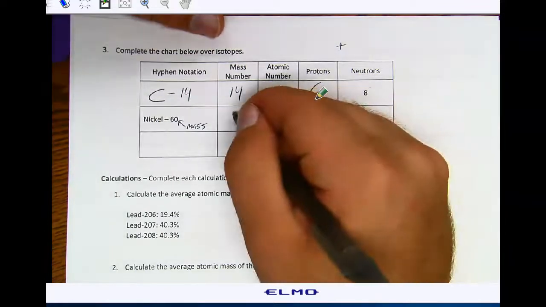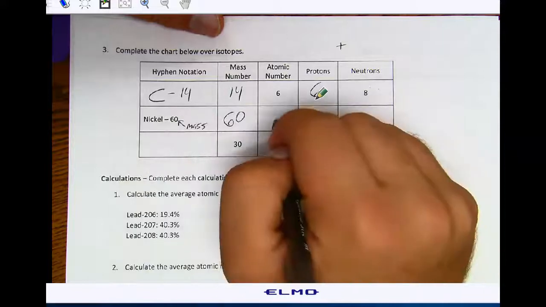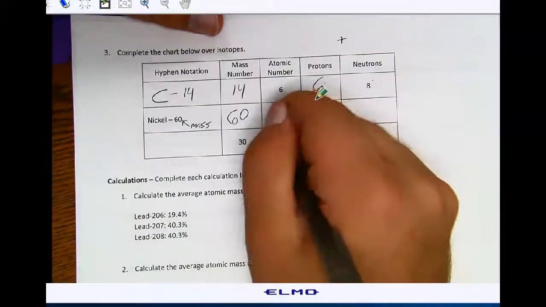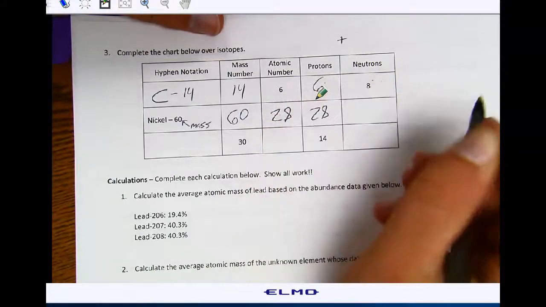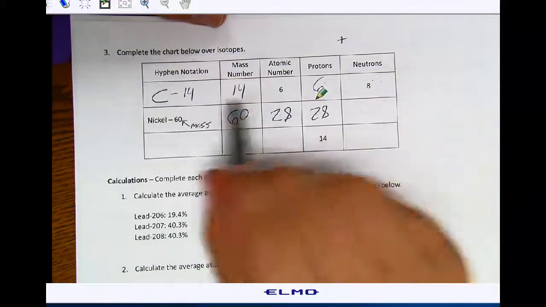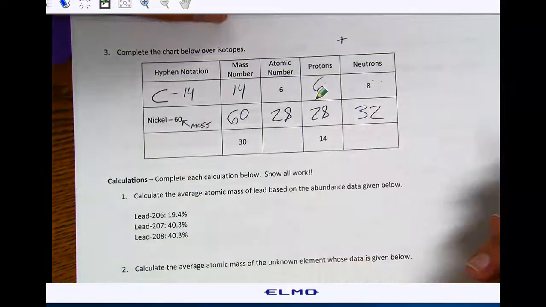Okay, so the mass number here is 60. Okay, to find the atomic number, I just have to find nickel, and nickel is element number 28, which means it has 28 protons. So how many neutrons? Well, this plus this equals 60. So 28 plus 32 is 60.